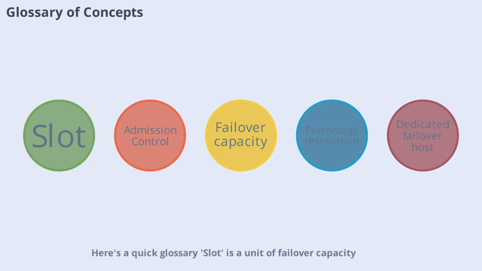Here's a quick glossary. Slot is a unit of failover capacity defined by the largest VM reservations. Admission control is the mechanism that enforces resource reservation. Failover capacity is the reserved cluster resource for handling host failures. Percentage reservation and dedicated failover host are alternative admission control policies.